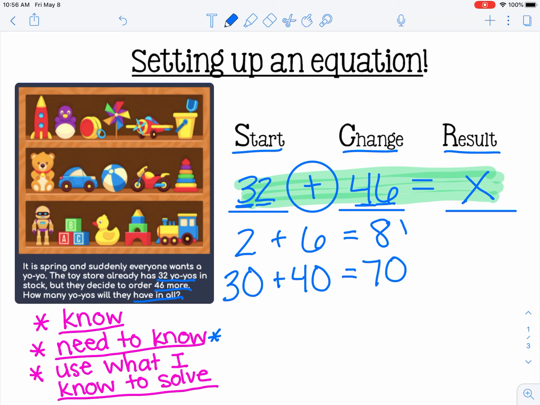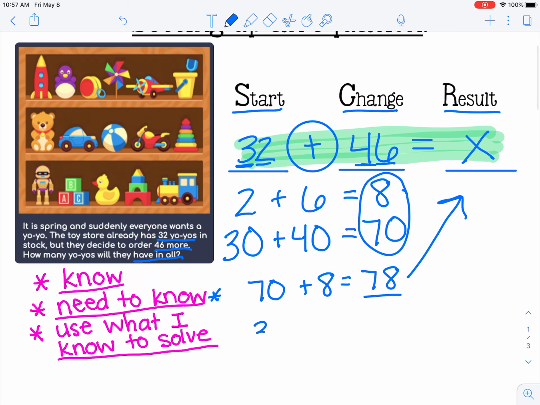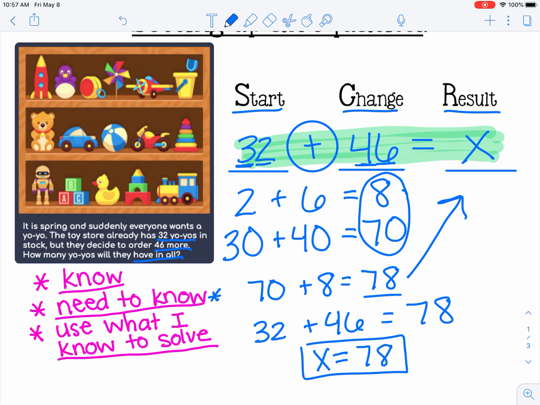Now I can add 70 plus 8 equals 78. And that is my answer. So 32 plus 46 equals 78, or X equals 78. We know now that that answered the question, how many yo-yos they will have in all. They will have 78 yo-yos in all.